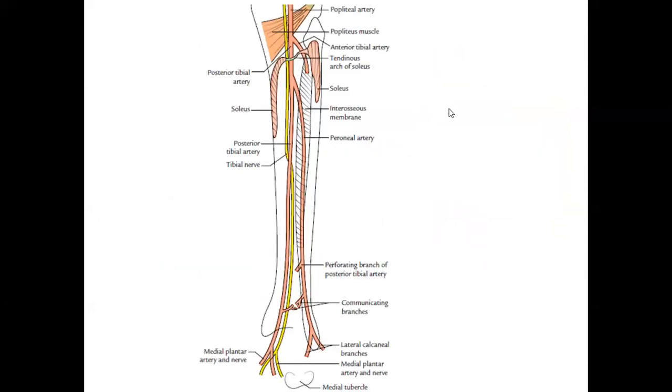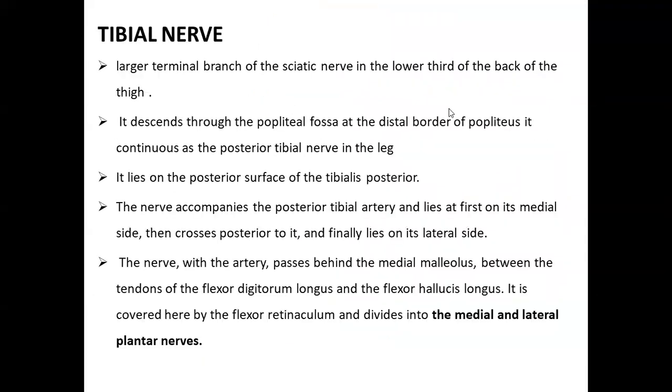Then talking about the nerve supply of this area, the nerve supply of this area is by the tibial nerve, which is the larger terminal branch of the sciatic nerve. It arises on the back of the thigh at the junction of upper two-third, as you can see here. It descends through the popliteal fossa at the distal border of popliteus. It continues and its name changes to posterior tibial nerve in the leg.